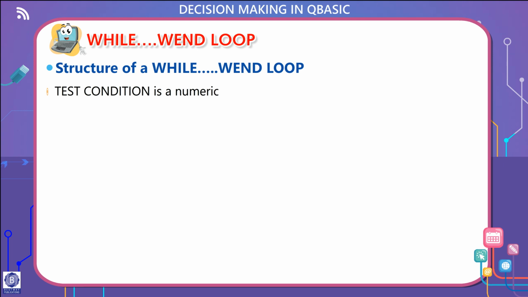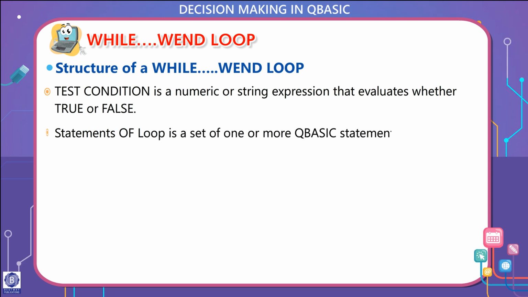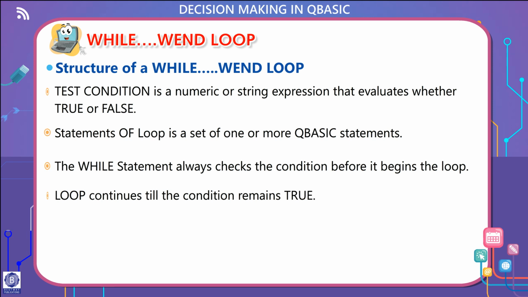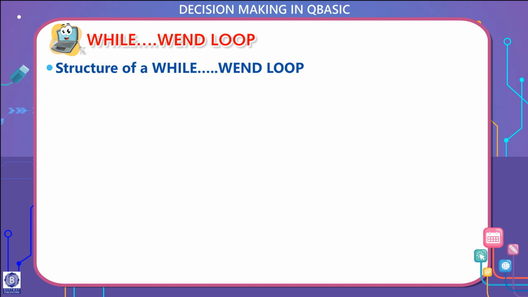Test condition is a numeric or string expression that evaluates to true or false. Statements of the loop is a set of one or more QBasic statements. The while statement always checks the condition before it begins the loop. The loop continues till the condition remains true. If the test condition is true, all statements within the loop are executed until the wend statement is encountered.